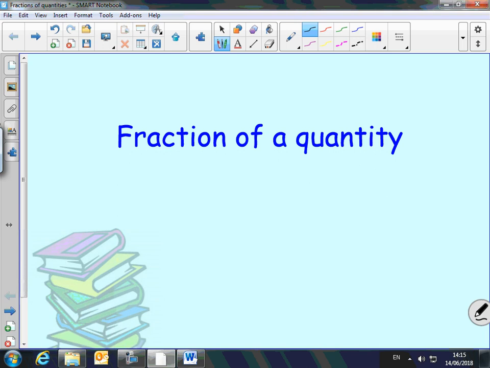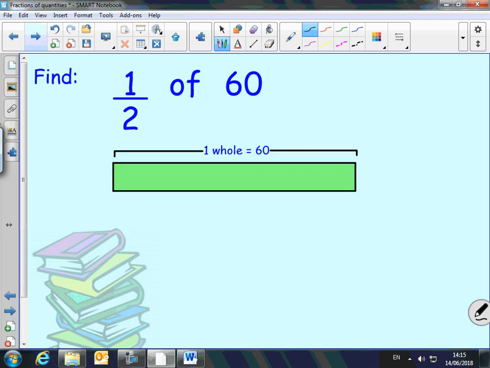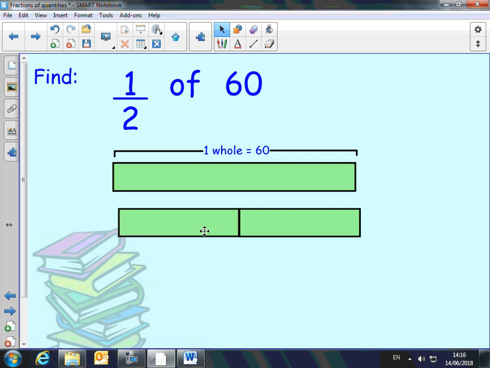Finding a fraction of a quantity. First of all, we're going to be looking at how to find 1/2 of 60. So on the board, we've got one bar, one whole, and that is representing 60. So we want to split that up into 2 equal parts. So each of those parts contain exactly the same number.